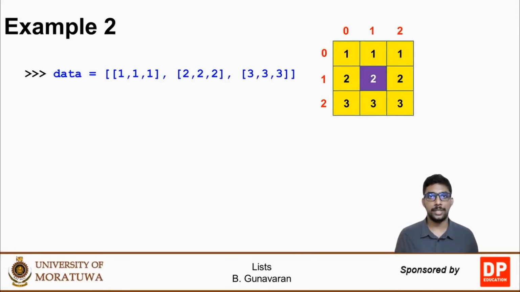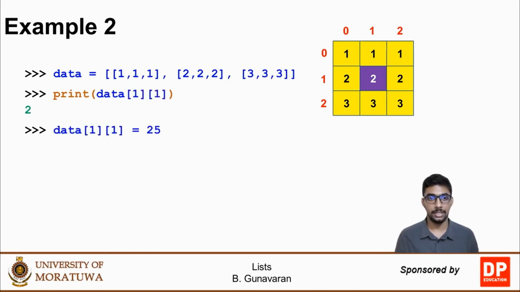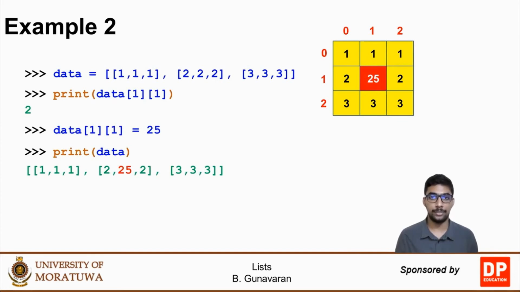What is the coordinate of the 2 in the purple square in this matrix? It is 1, 1 because it is in the second row and in the second column. Therefore, if you want to access this 2, we call data[1][1] because first, you have to find the internal list at index 1 and inside the list, you have to get the value at index 1 again. Similar to what we learned earlier, if you want to update this value, we call data[1][1] equal to 25. If you print the updated list, you can see that the value has been changed from 2 to 25.